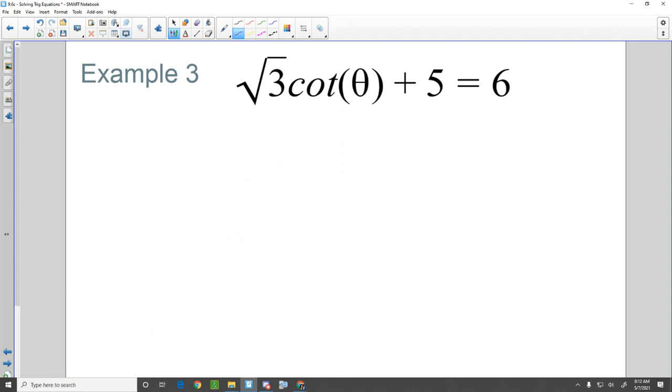All right, so you can do this. Square root of 3 times the cotangent of theta plus 5 equals 6. Solve the equation for theta.